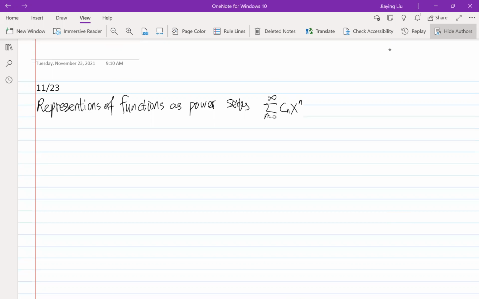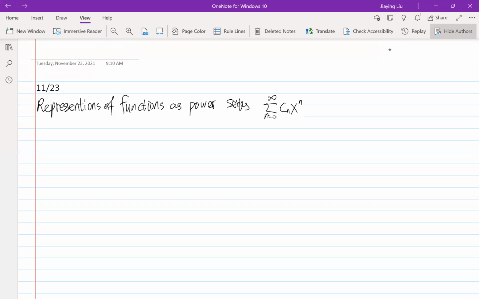So for today, I'm just gonna go through a few examples with power series representations for functions. And if you have any questions, please let me know. Feel free to unmute yourself or even just type it in the chat box, whichever is most convenient for you.